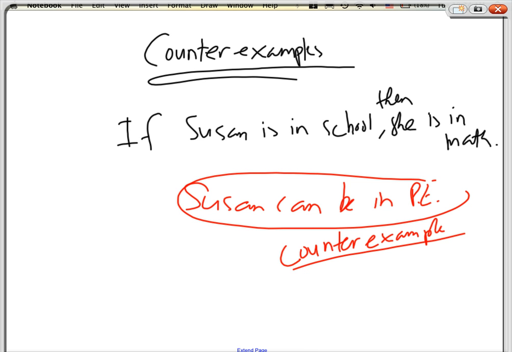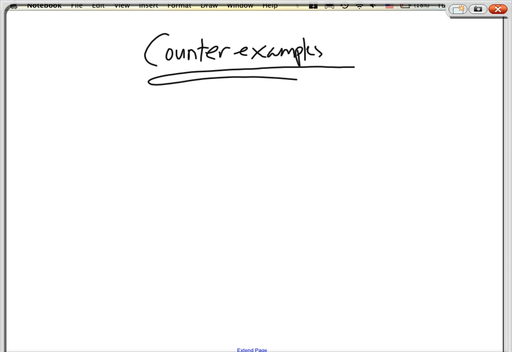Counter-argument? Yes, there it is. You're just trying to make a case, right? That's not true all the time. Here's my case. You see it? She's not in math all the time. She can be in PE, she can be in history, she can be in science. Let me see if you can come up with another counterexample for this one. Check this one out.